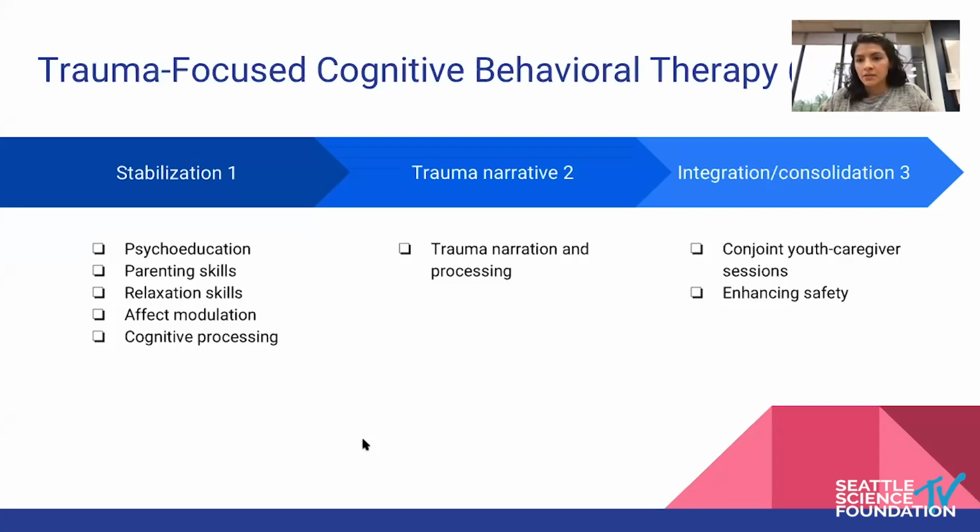And then during the third phase, the consolidation phase, they'll have joint sessions with the patient or client and their caregiver or parent to share that trauma narrative. It's an opportunity to ask questions, and therapists can help model optimal communication between the youth and caregiver. With trauma, there is often a loss of safety and betrayal of trust, so this is also an opportunity to rebuild that trust and work on a safety plan moving forward.